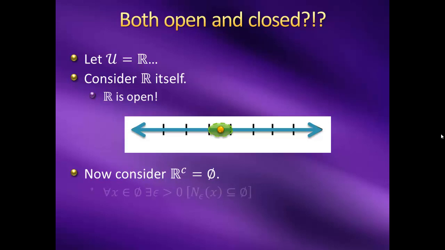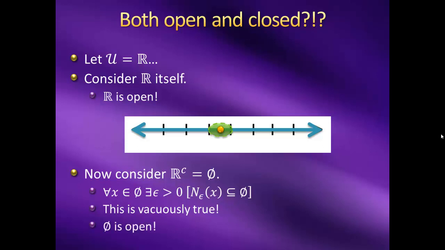Is the null set open? That would basically be saying that for every point in the null set, we can find an epsilon neighborhood around it that is completely contained in that null set. But wait, there is nothing in the null set. This is just like what happened back in our first lecture on set theory, when we said that the null set is a subset of any set. Our condition has been shown to be vacuously true. So the null set is open as well.